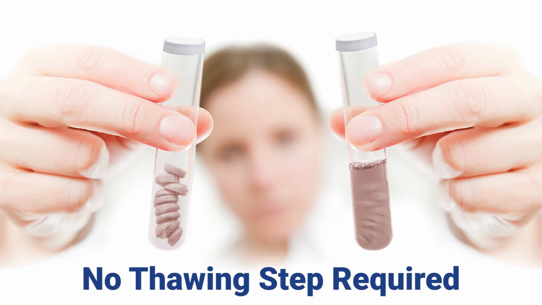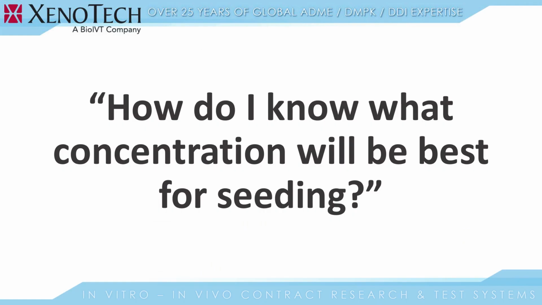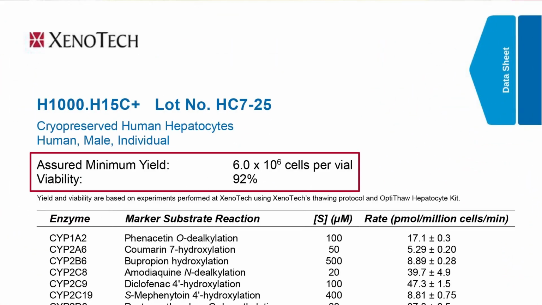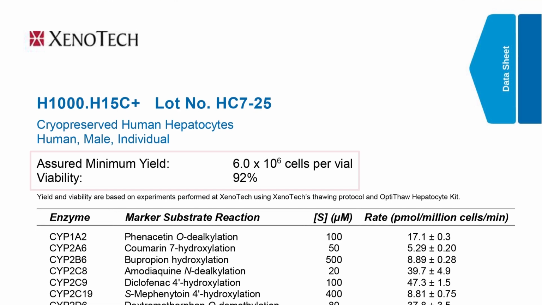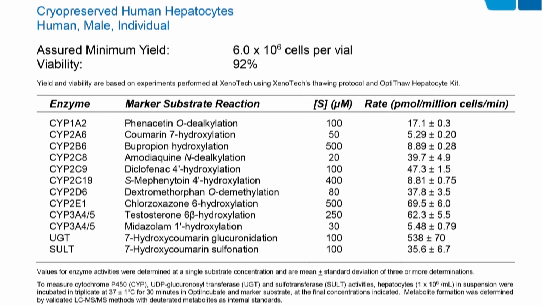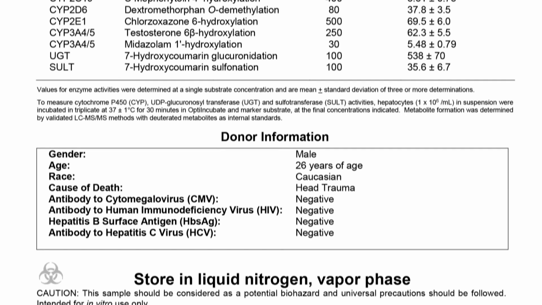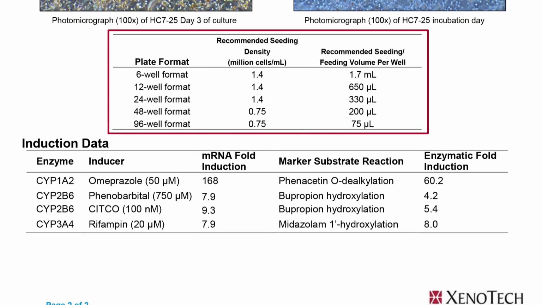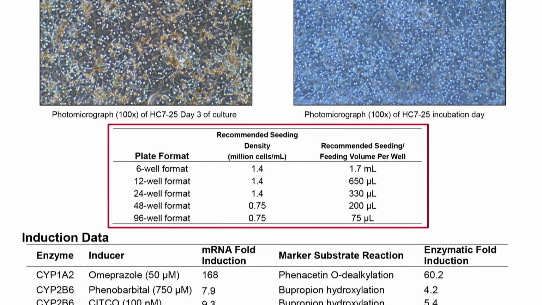At XenoTech, we test each lot to optimize seeding density before it is ever released for client use. Each product has an assured minimum yield. This is our guaranteed number of cells per vial, and we do numerous test calls to ensure that each lot meets that yield. All of this data is included on our product data sheet. You can use these numbers to determine how many vials you will require for your needs. Seeding density is broken up on the data sheet by well format.